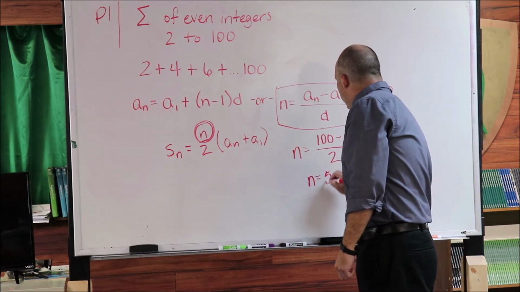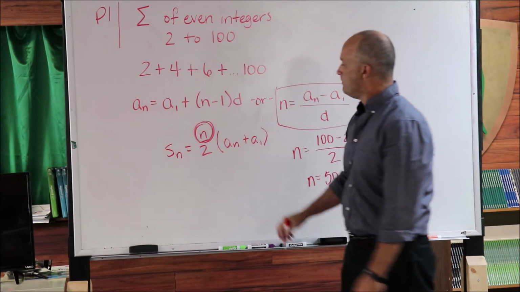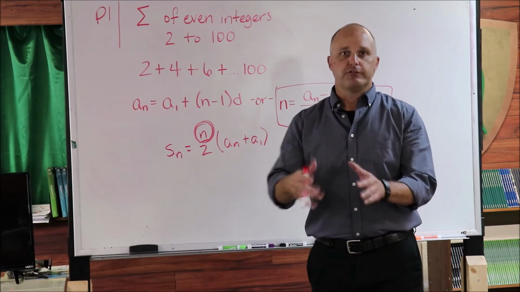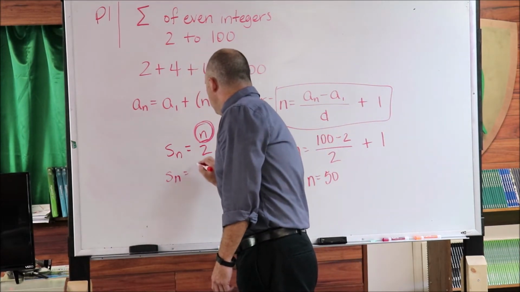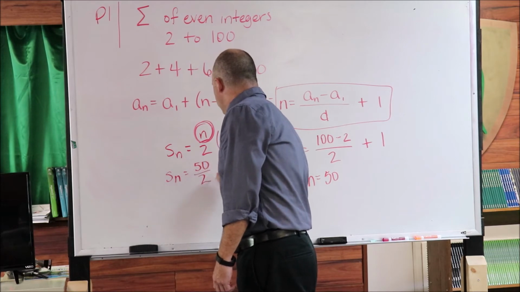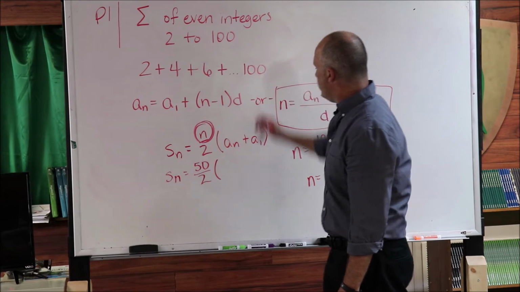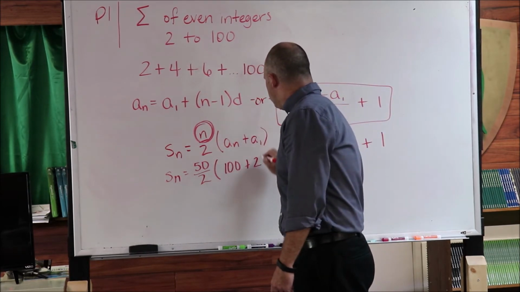So what we know is we have 50 terms in this series right here. So now we can come back over to this equation here, and we can start filling in our variables. So we've got S sub n is equal to 50 over 2 times a sub n, which is 100, plus a sub 1, which is 2.